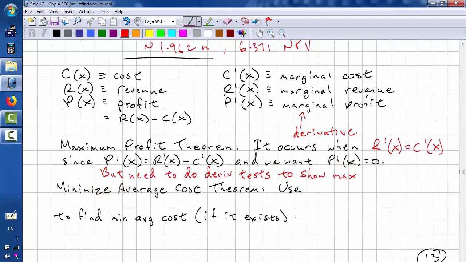Okay, minimize average cost theorem. We went over this before. We use C(x) over x. And to find the minimum average cost, if it exists, again, we need derivative tests to show min. Okay, so you need to use the derivative test on that.